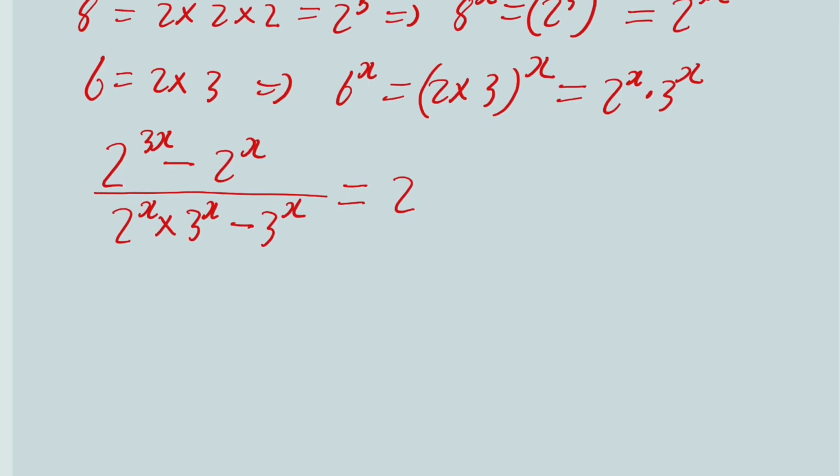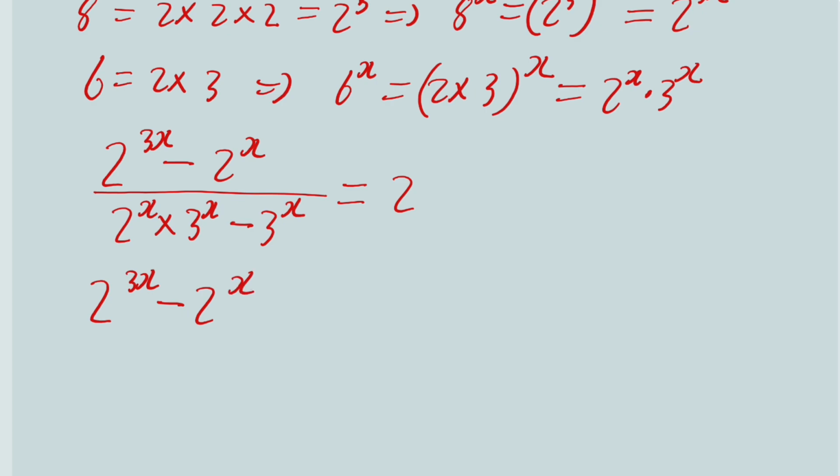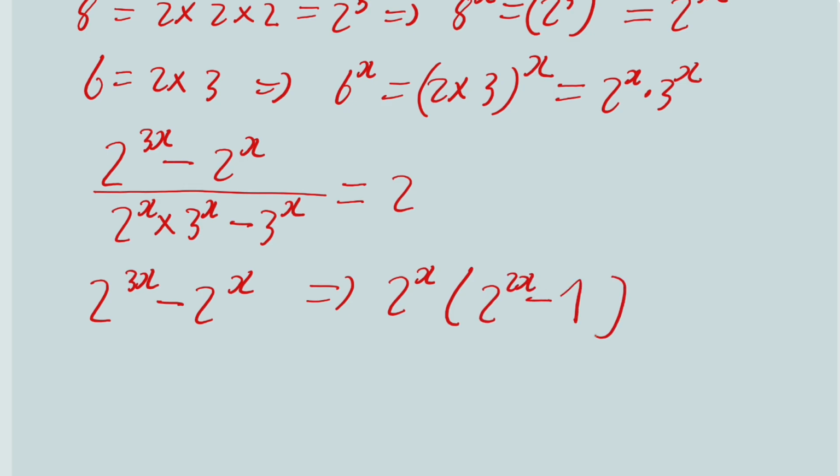So we're going to proceed by factoring out the numerator and denominator. Now we can use algebra to simplify the fraction. We'll factor out the greatest common factor from the top and bottom. So we are going to start with the numerator, which gives us 2 to the power 3x minus 2 to the power x. The common factor here is 2 to the power x. So we're going to factor it out, which gives us 2 to the power x in bracket 2 to the power 2x minus 1.